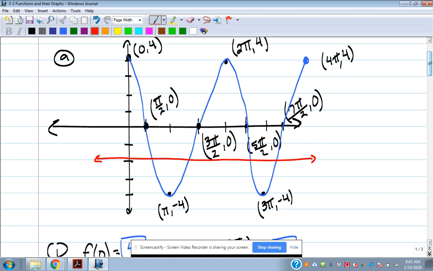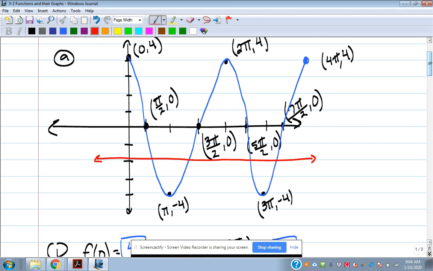What kind of minimum? Why is it a minimum? It's at the bottom, right? It's a local minimum, because in that one spot the lowest value is negative 4 on the y-axis. So that's a local minimum. And then up here at 2 pi, 4, that's a maximum. You remember that from Algebra 2.